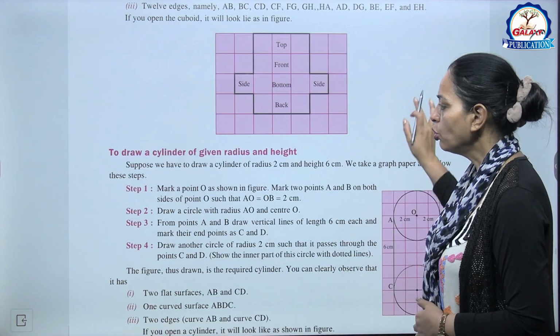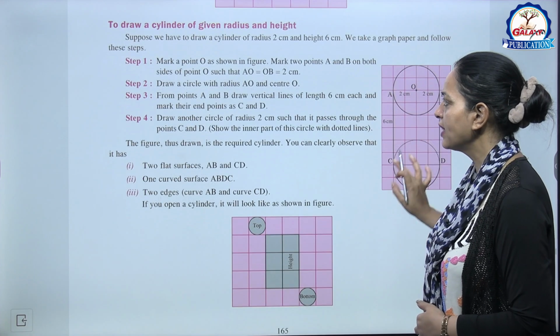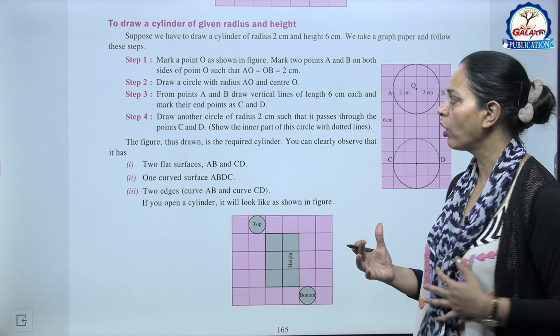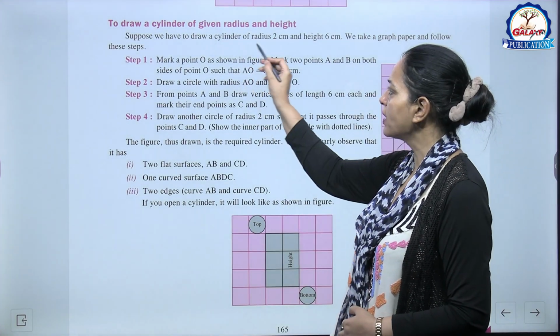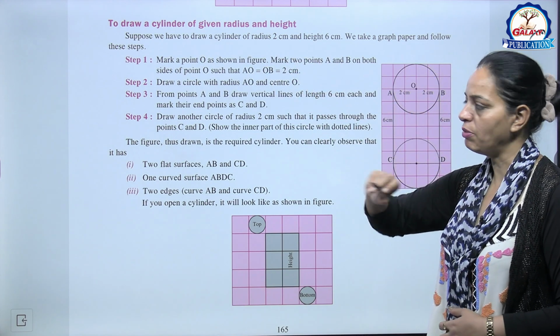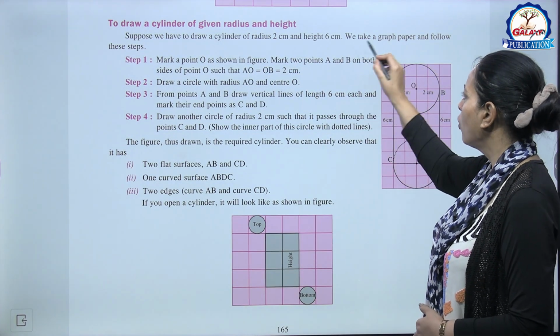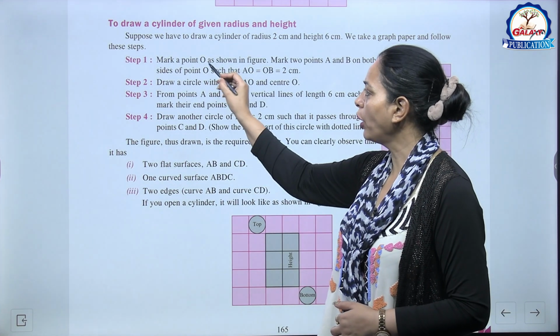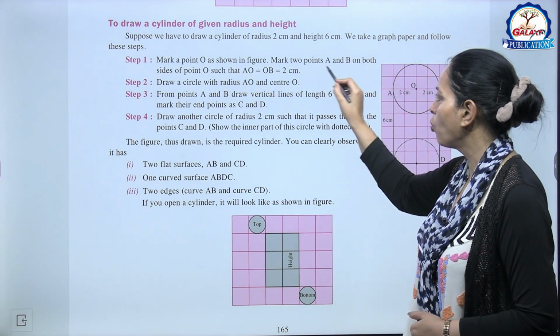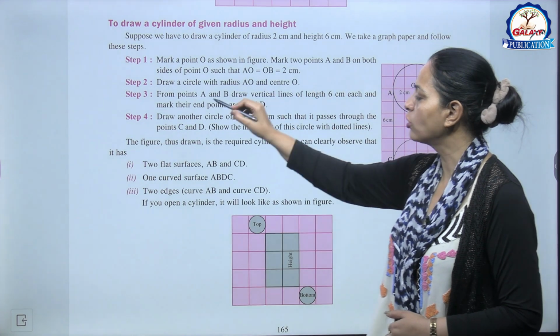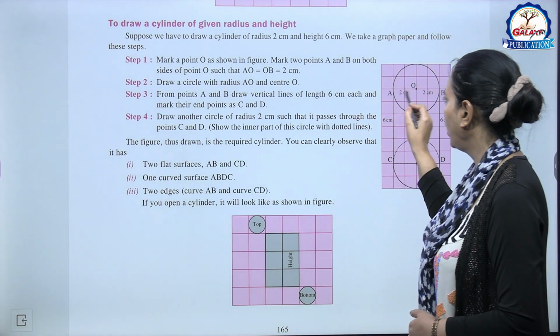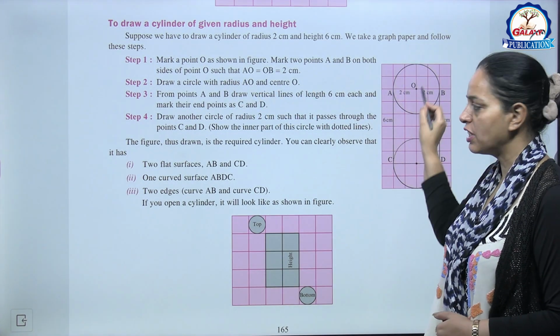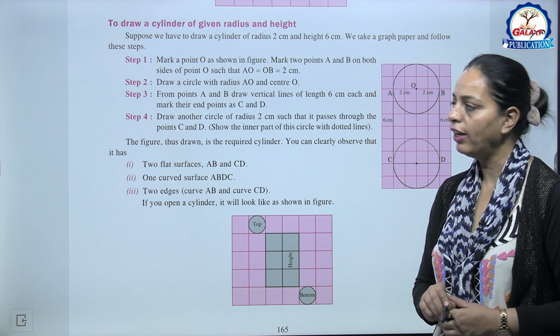So now to draw a cylinder of given radius and height, अब हम एक cylinder draw करेंगे. Suppose we have to draw a cylinder of radius 2 centimeter and height is 6 centimeter. We take a graph paper and follow these steps. Step 1, mark a point O as shown in the figure. Mark 2 points A and B on both sides of point O such that AO equals OB, that is 2 centimeter. एक हम circle draw कर लेंगे, right?